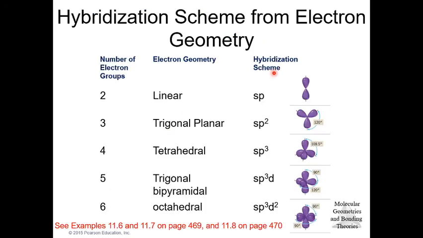All right, so here's a summary of what we talked about. If you have 2 electron groups, you're linear. Your hybridization scheme is sp, and you look like that. 3 electron groups, trigonal planar, sp2 hybridization. 4 electron groups, tetrahedral, sp3. 5 electron groups, trigonal bipyramidal, sp3d. 6 electron groups, octahedral, sp3d2. And here's all our bondings. Okay, again, I'll run through examples of this in the other video.